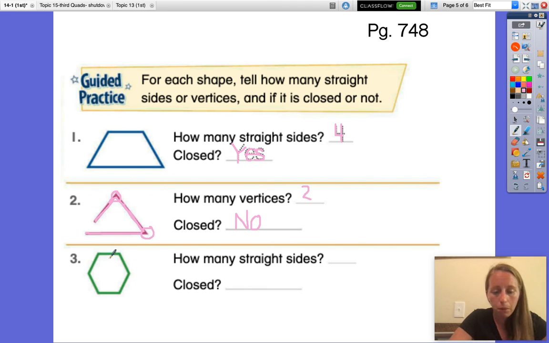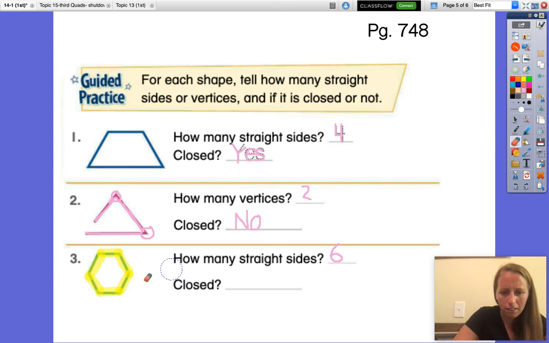For this last problem, number 3, it asks how many straight sides? I'm going to trace my sides again to help me count. 1, 2, 3, 4, 5, 6. There are 6 straight sides. Now, is it closed? Let's take a look. Are there any openings in this shape? I don't see any openings. All of the sides are touching. So yes, it is closed.